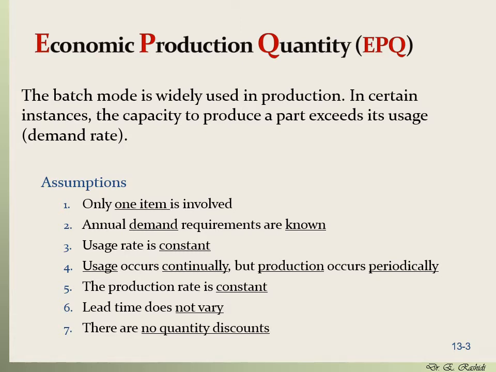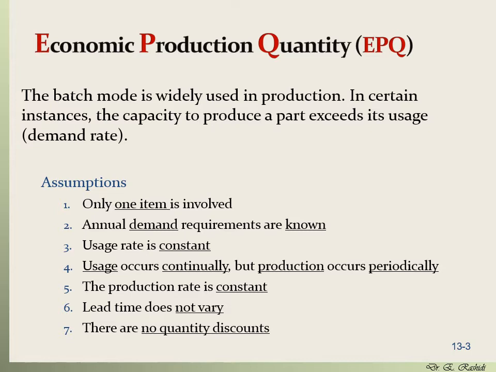The next assumption is that the usage rate is constant. This is also a big assumption. We assume that the usage rate in the market, the demand, does not vary, and it's a constant. Next, the usage occurs continually, but production occurs periodically. For example, every day there is a constant rate of usage and demand from the market. There is a constant demand that you need to supply every day. On the other hand, you don't need to run your production every day.